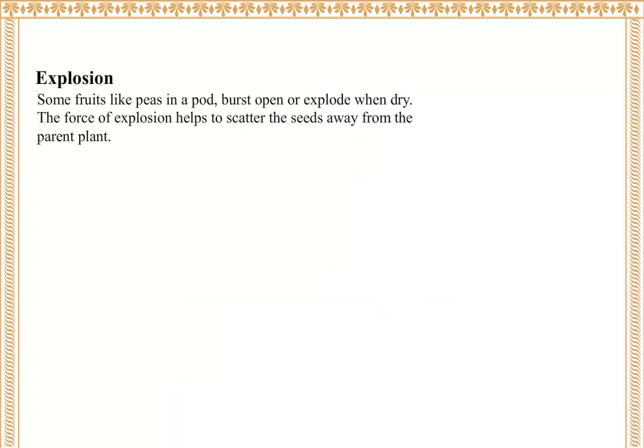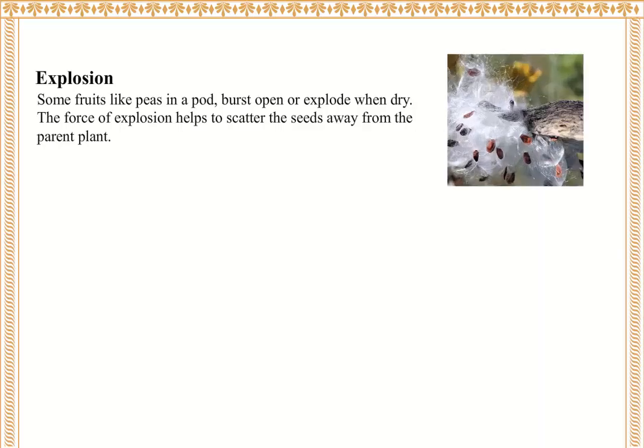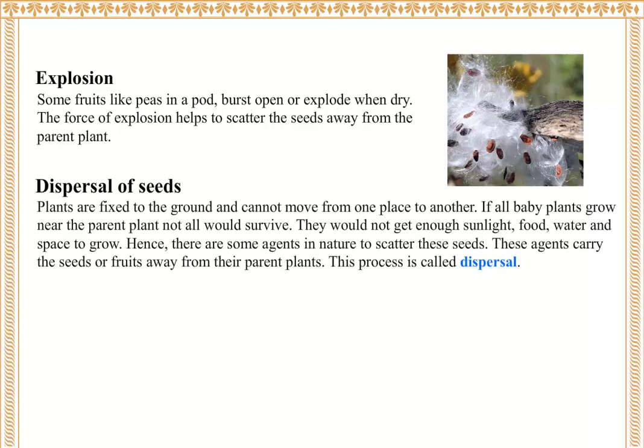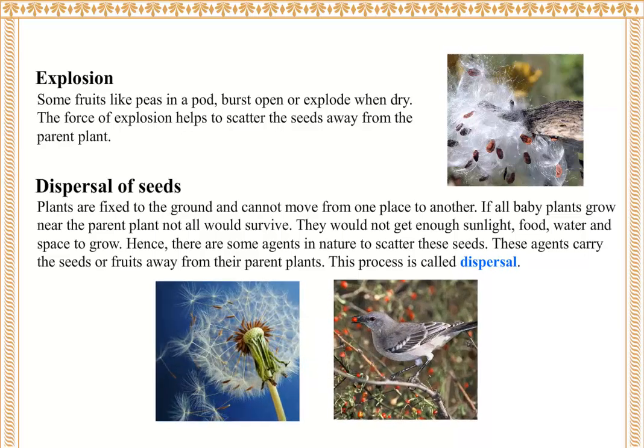Explosion. Some fruits like peas in a pod burst open or explode when dry. The force of explosion helps to scatter the seeds away from the parent plant. Dispersal of seeds. Plants are fixed to the ground and cannot move from one place to another. If all baby plants grow near the parent plant, not all would survive. They would not get enough sunlight, food, water, and space to grow.